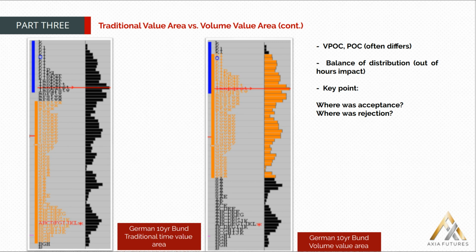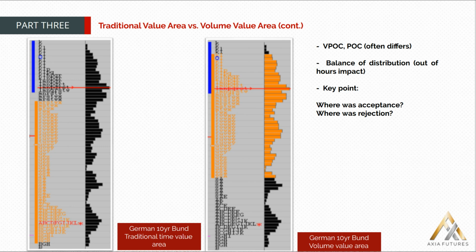So you can see the first major difference. Now, again, note in this instance, the point of control, obviously we would have that in a traditional value area, but in a volume-based value area, we will have a volume point of control. In this example, they are the same.